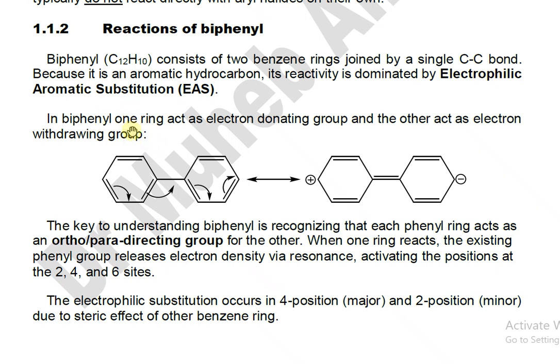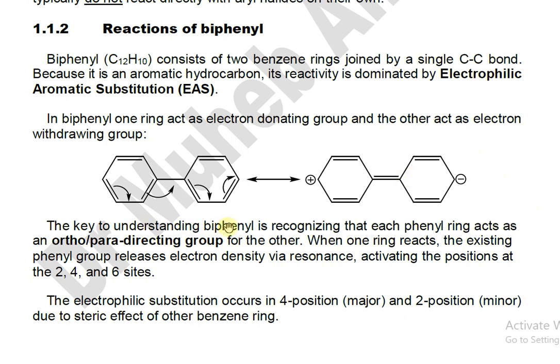In biphenyl, one ring acts as an electron donating group and the other acts as an electron withdrawing group. So this benzene ring will donate electrons to this second benzene ring, of course by resonance. If we convert this pi bond to here, and this will be converted to here, it gives us a negative charge. Also, the negative charge by resonance can be moved to here. So we have an increased electron density here, and in the first ring the electron density decreases. This one is donating, and this one is withdrawing.